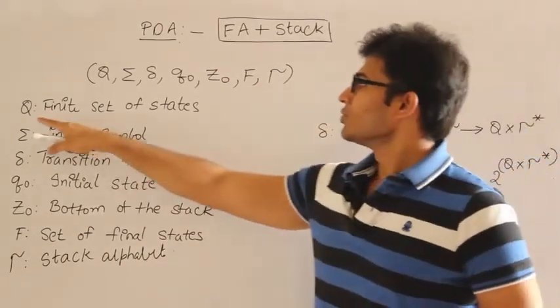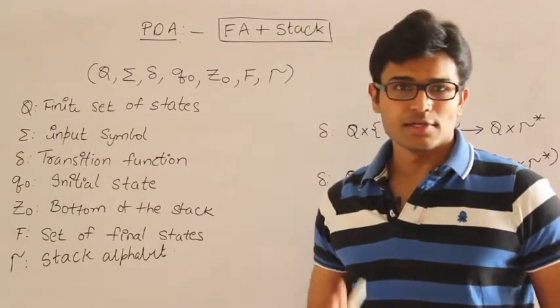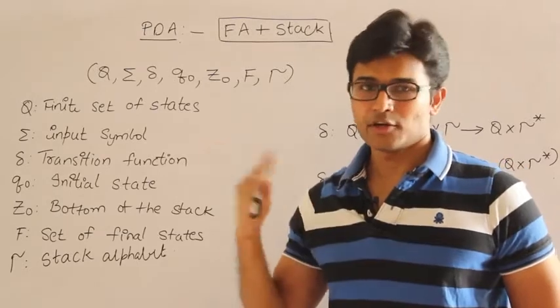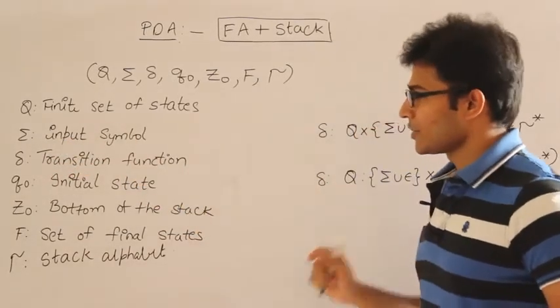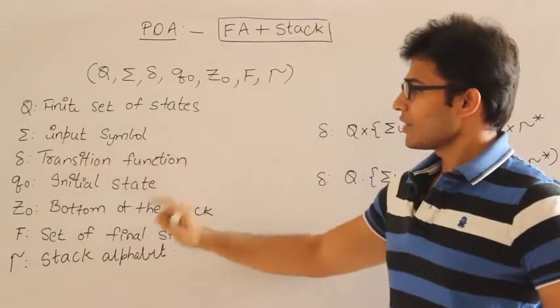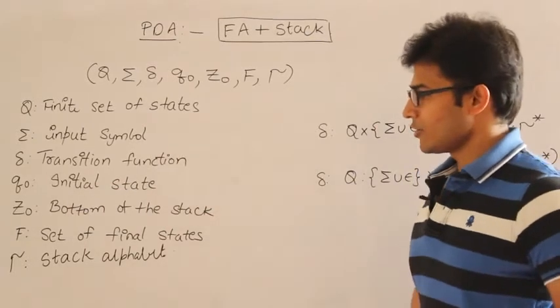The first one is Q. Capital Q is a finite set of states, the same as in a finite automata. Sigma is the input symbols, also the same as in a finite automata. Delta is the transition function. Q naught is the initial state. Everything here is the same as a finite automata.